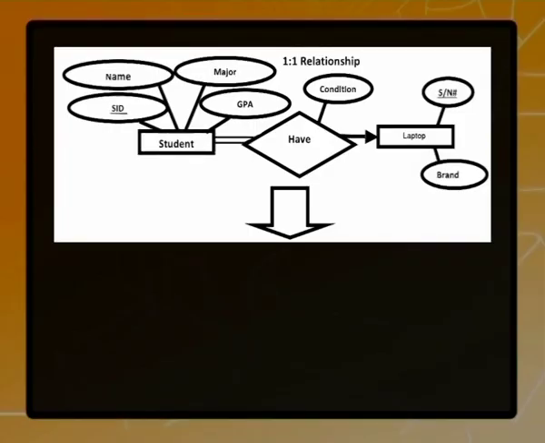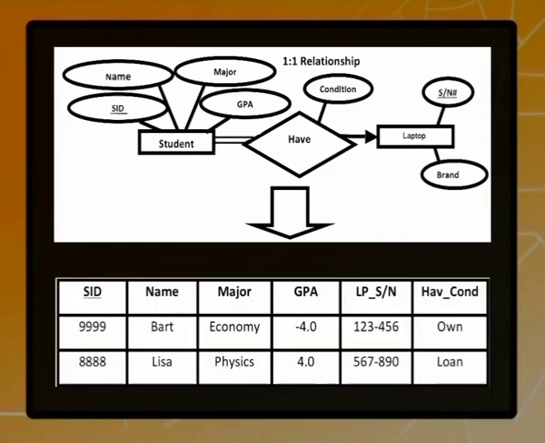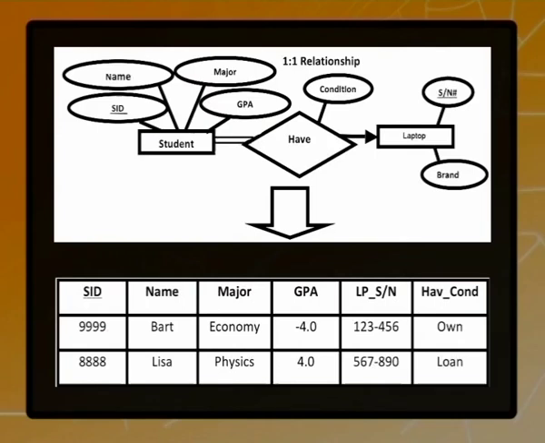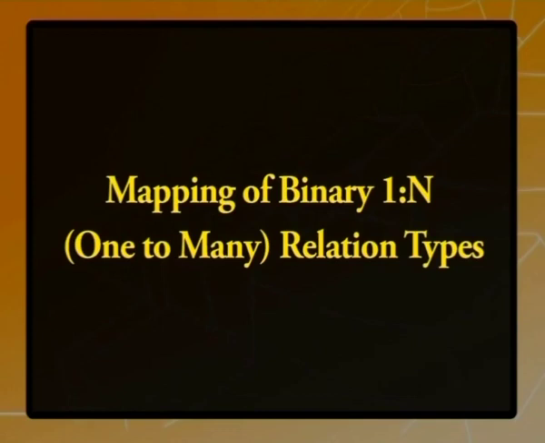For example, consider the given ER schema and corresponding relation. Here in this relation, both the entity types student and laptop and their attributes are merged into a single relation with relationship have attributes also. The primary key can be chosen from any of the key attributes SID or LP underscore SN of the entity types. Next is mapping of binary one to many relationship types.